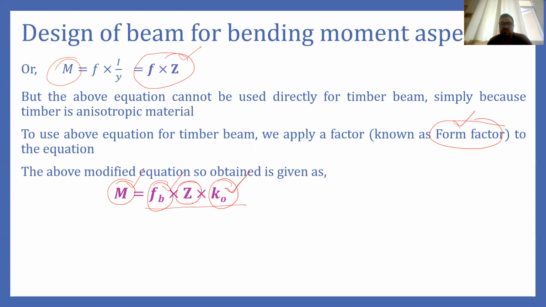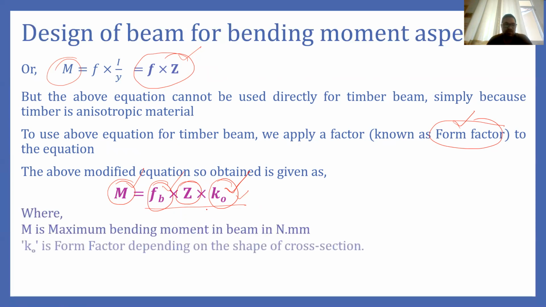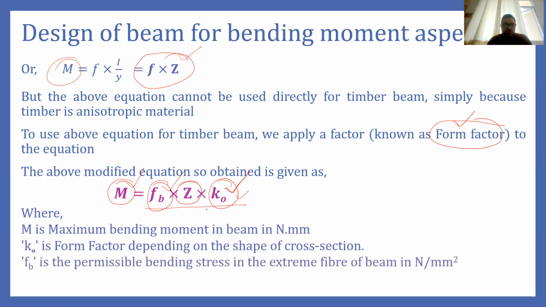Now, this form factor is actually dependent on the dimensions of the timber beam. Specifically, this K naught value depends on the depth of the beam. So here, M is the maximum bending moment, and K naught is the form factor depending on the shape of the cross section, specifically the depth.